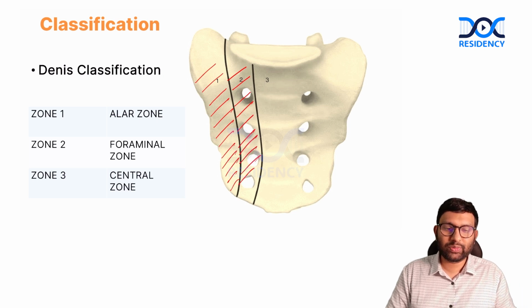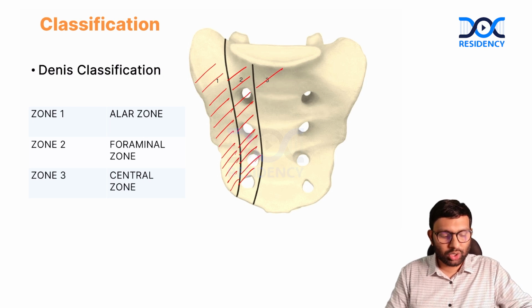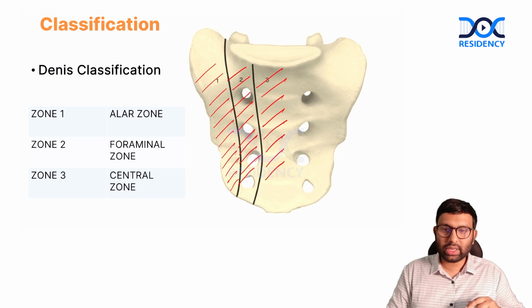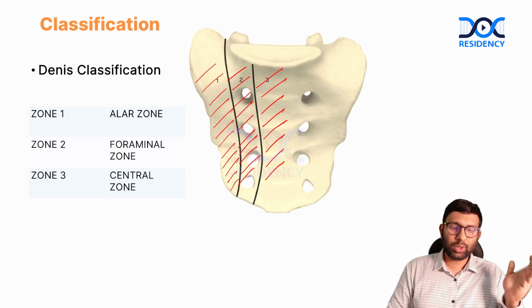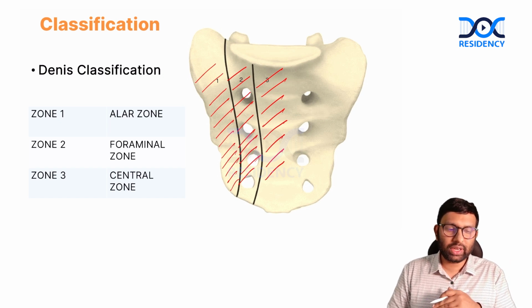And lastly is fractures that occur in the center part where you have the sacral body, and that is called a central zone fracture. Okay, so that is zone 1, zone 2, zone 3, and this actually is giving us very good information because if the fracture occurs in the sacral ala, there is less chance of any nerve injury. Maximum you might have an L5 nerve root injury.